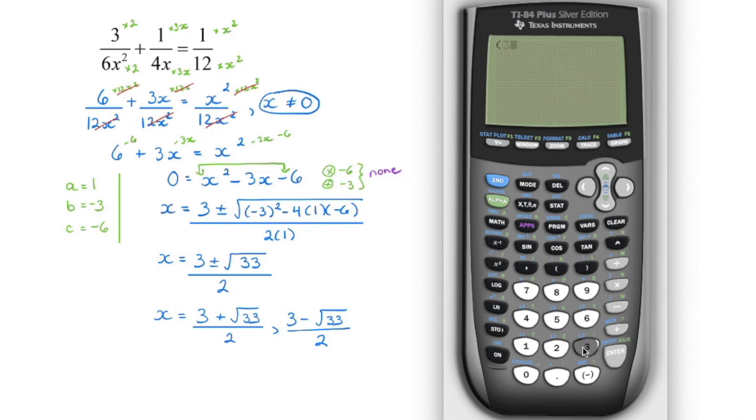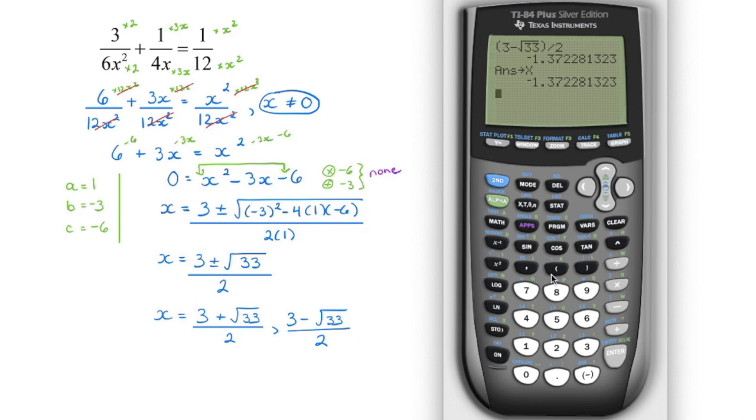So we're going to go now 3 minus the square root of 33, and you're going to probably have to arrow out of that radical, close the bracket, divided by 2, equals, or enter, and now we're going to store that as our variable and enter.